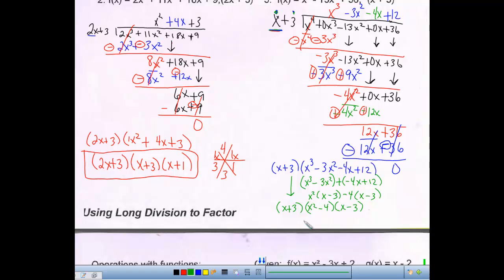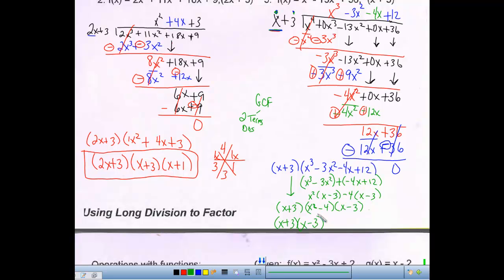Now remember, at the end of our flowchart, we have to check and make sure I cannot factor anymore. Now x plus 3 and x minus 3 are finished. They cannot be factored any further. But x squared minus 4, this is 2 terms and it's squared, so I need to check and see if I could factor more. So using our flowchart, first the GCF, then check to see if it's 2 terms.